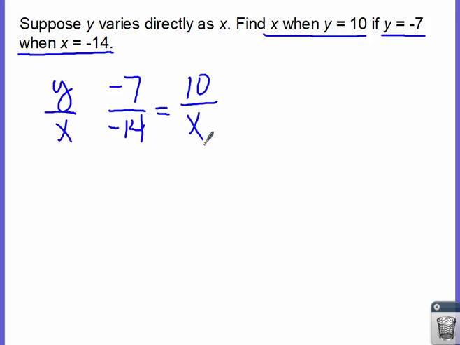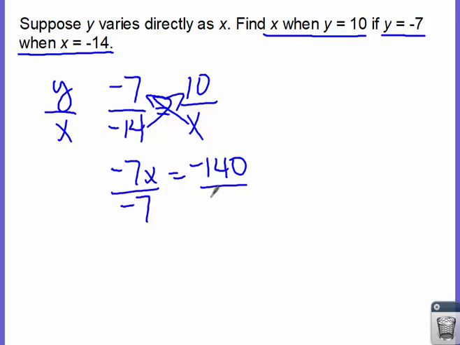So now what we're going to do is cross multiply and divide. X times negative 7 is negative 7x. Negative 14 times 10 gives me negative 140. I divide both sides by negative 7. I end up with x is equal to 20. And that's all there is to solving direct variation questions, because in a direct variation problem, everything's going to be proportional. So we set up a proportion to solve it.